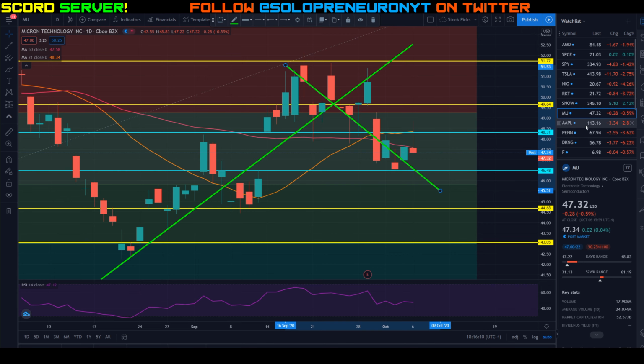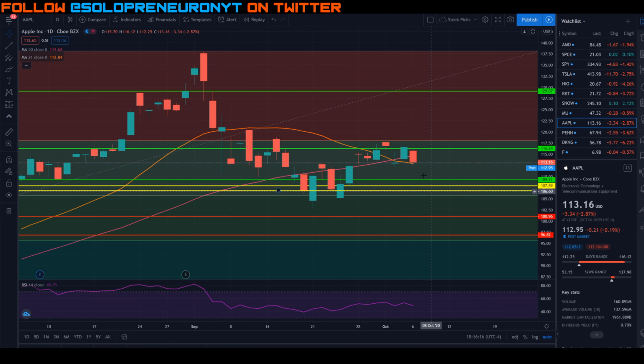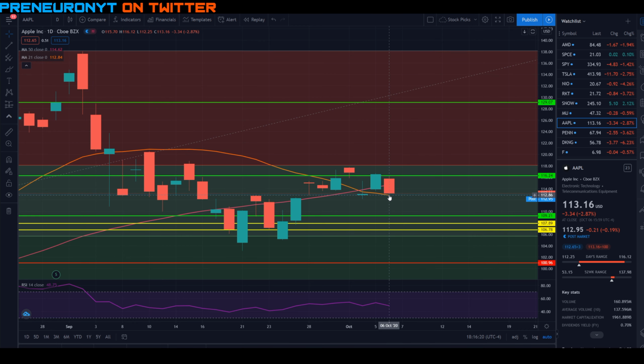Let's keep working here. Apple today released news about their new iPhone 12. So you would think Apple would have had a nice boost, but unfortunately it sold off like the rest of the market. If I zoom in here, it looks like it bounced off and closed right at the 21-day moving average. So we'll see if that holds its support.